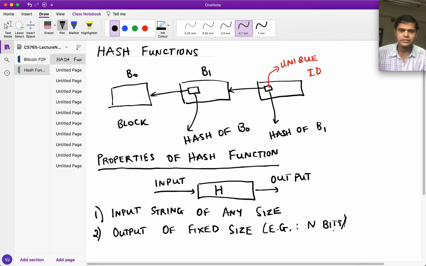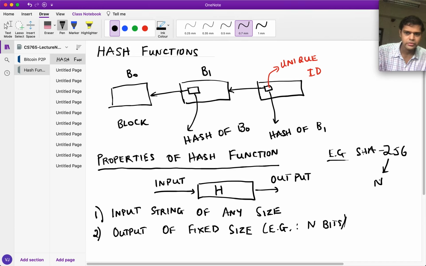And n can be decided depending on the application, and a particular hash function will have a particular size for n. So, for example, in Bitcoin we use something called SHA-256. And this 256 corresponds to n. So the output is of size 256 bits.